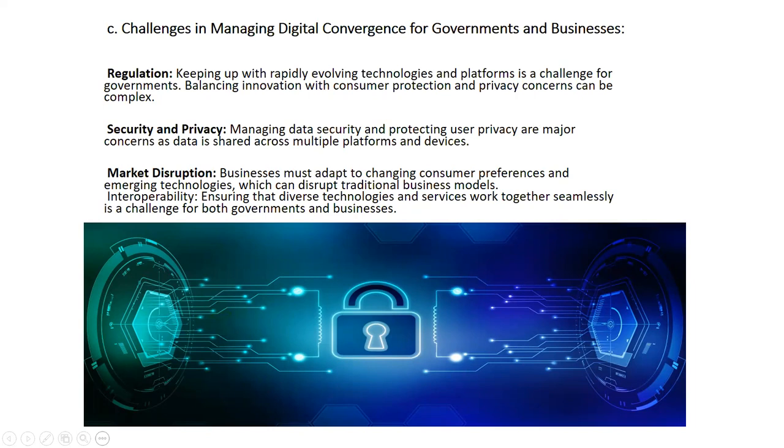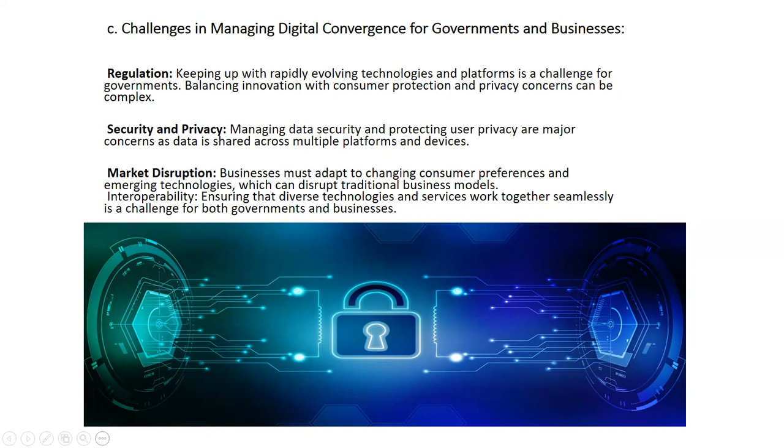The first challenge is regulations, keeping up with rapidly evolving technologies. As you know, technology evolves all the time, so it's not easy to keep up with it. It grows at a rapid rate, so it's not easy to cope with the technologies.